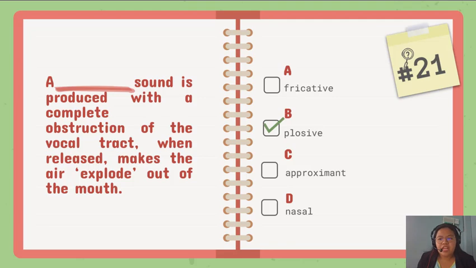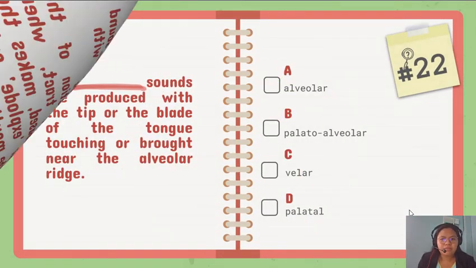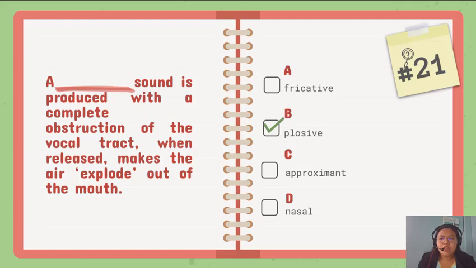A plosive sound is produced with the complete obstruction of the vocal tract, which when released, makes the air explode out of the mouth. Meanwhile, for the other options, we have fricative. Like the stop, there is a constriction in the vocal tract by the articulators, but they do not make a complete closure. When the air passes through a very narrow opening, the air becomes turbulent, producing a hiss-like friction.